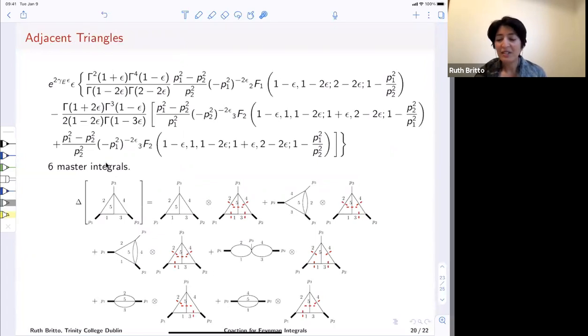All right, just a couple more examples. Here's one with adjacent triangles. This involves the 2F1, also a 3F2 appearing twice, and there are 6 master integrals. There's only one in the top topology. All the other 5 are quite a bit simpler.